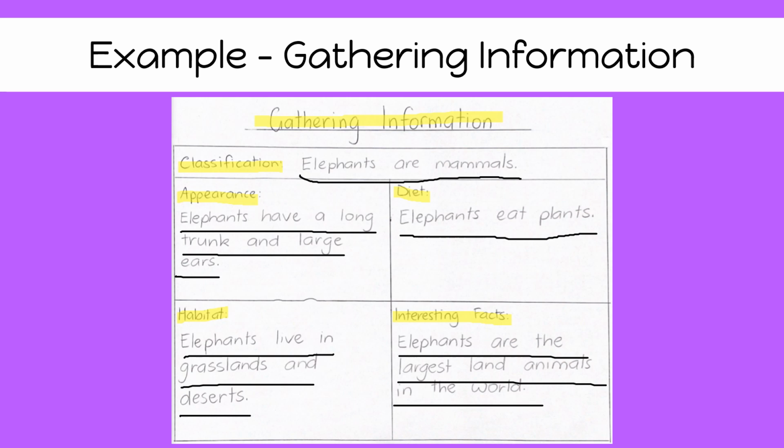So you can see on my sheet that I have put my heading at the top and my classification at the top, but then I split my page with lines into 4 parts to put my other bits of information. But if it's easier for you in your workbook or your paper or wherever you're working, you can just put the bits of information underneath each other. That's fine as well, as long as you've got the classification first, because the classification is always the first thing we write about in our information reports.